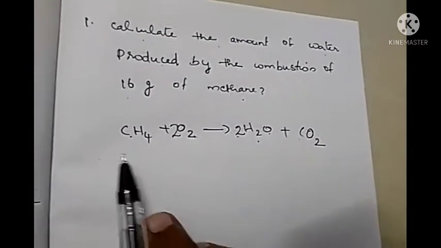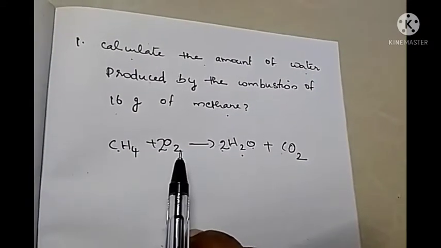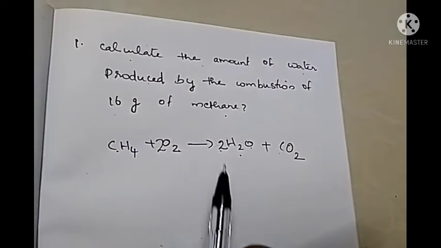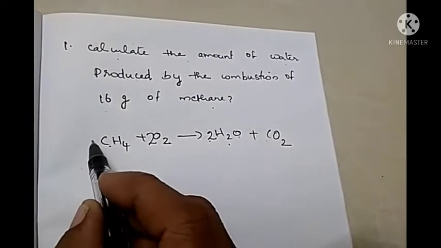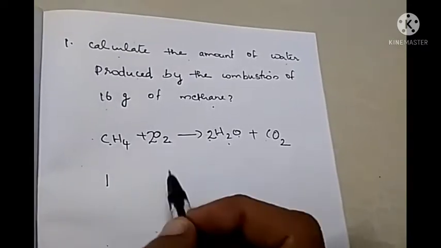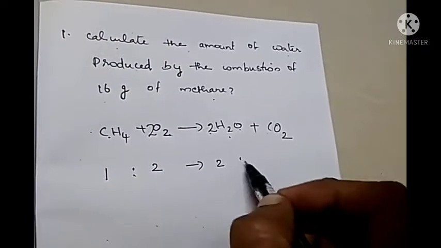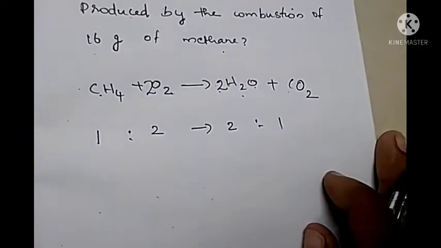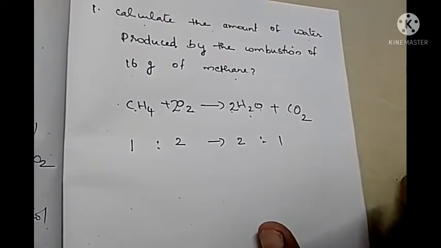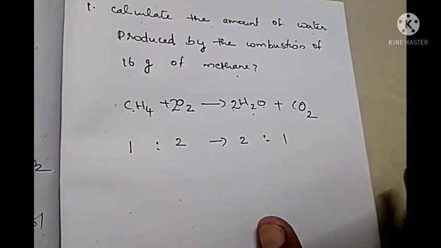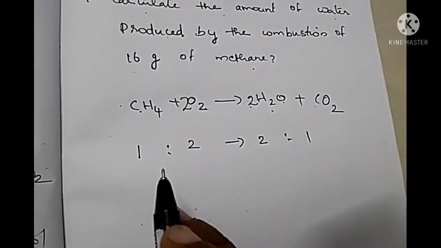Now, according to this balanced equation, how many moles of methane are combining with how many moles of oxygen? What is the ratio? Methane 1 mole, isn't it? So 1 mole of methane reacts with 2 moles of oxygen, and we are getting 2 moles of water and 1 mole of carbon dioxide. So this is the ratio of their number of moles. This is the ratio for the number of molecules also, isn't it? From this number of moles, we can calculate the masses of these reactants and products.